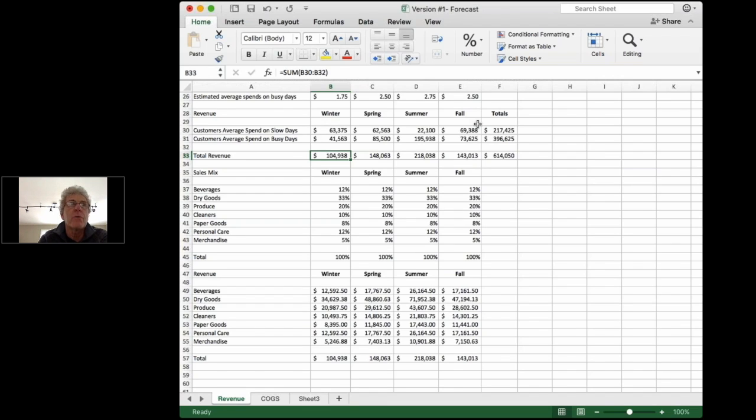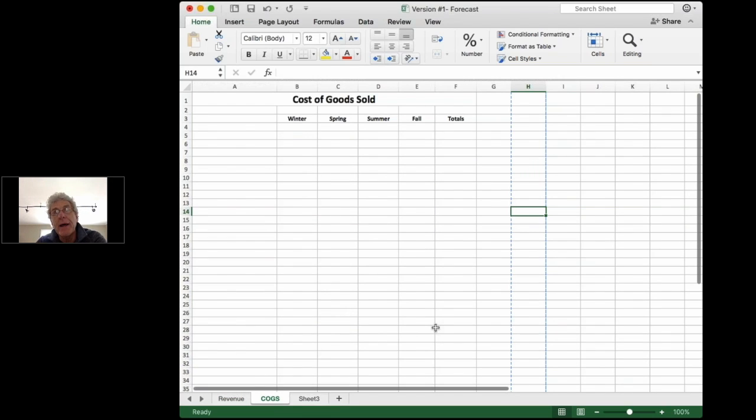In a restaurant, when you order a hamburger, and they put together the bun and the burger and the garnish and the fries and the ketchup and all those things, that is the cost of goods sold that is triggered by that sale. So let's go back and have a look at your cost of goods sold spreadsheet. Right now it is blank.